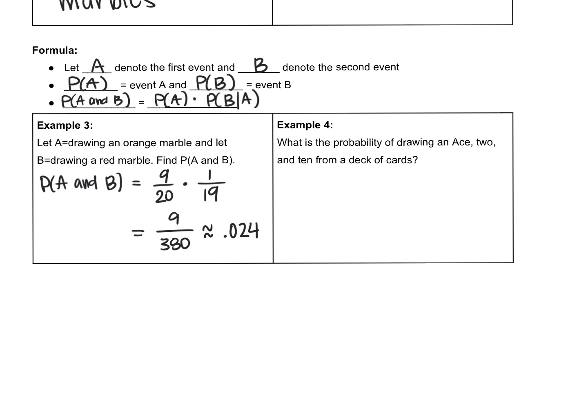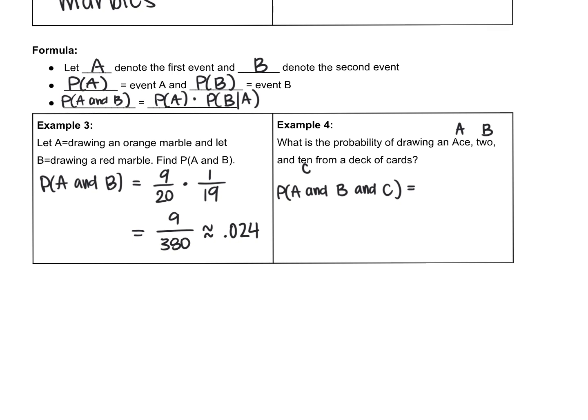For our last example, we're going to look at the probability of drawing an ace, a 2, and a 10 from a deck of cards. So here we have 3 events. So we're finding the probability of A and B and C. So I'm going to let A be an ace, B be a 2, and C be a 10. So you can keep adding like the given probability.